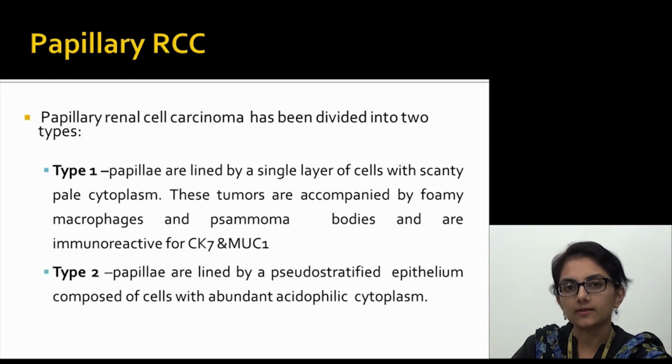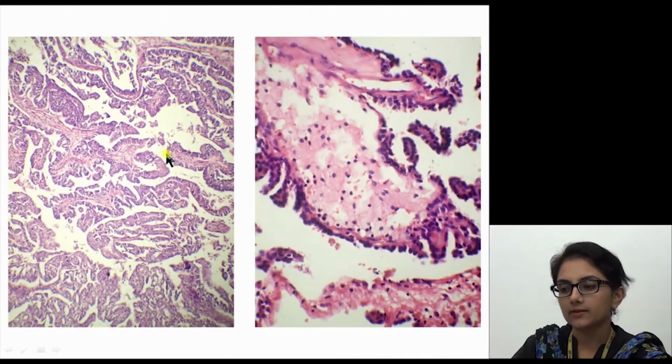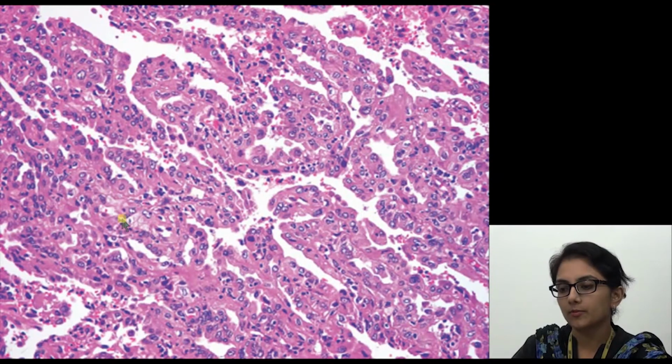Morphologically, we divide papillary RCCs into type 1 and type 2. Type 1 has papillae lined by a single layer of cells which have scant and pale cytoplasm, whereas in type 2 you see pseudostratification in the epithelium and you have cells with more abundant acidophilic cytoplasm. So here, for example, you have a type 1 papillary RCC to the left, and you can see another classical feature wherein the fibrovascular stalks of the papillae are filled with these foamy macrophages. And then we have an example of a type 2 with more stratified epithelium and abundant acidophilic cytoplasm.